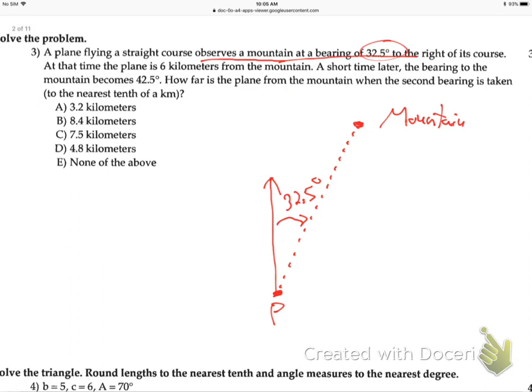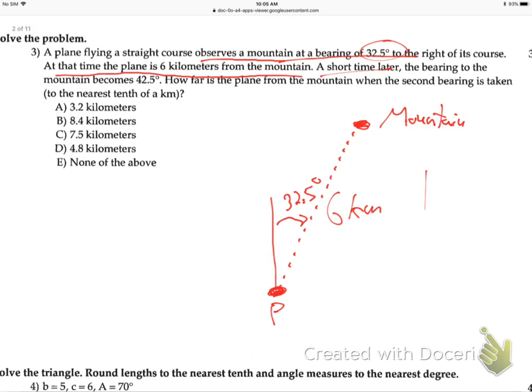So there's some kind of course. The plane is flying along this course, and it looks 32.5 to the right and sees the mountain. That's its angle of observation for the mountain. Then, at that time, the plane is 6 kilometers from the mountain. This is 6 kilometers, when it first makes that observation. Is that good? I know a lot of the battle on this is getting the right picture. Once the triangles are drawn, you can probably snap it out, huh? Short time later, it keeps flying on its course. It started here, made the observation from here, flying its course. The bearing, short time later, what happens?